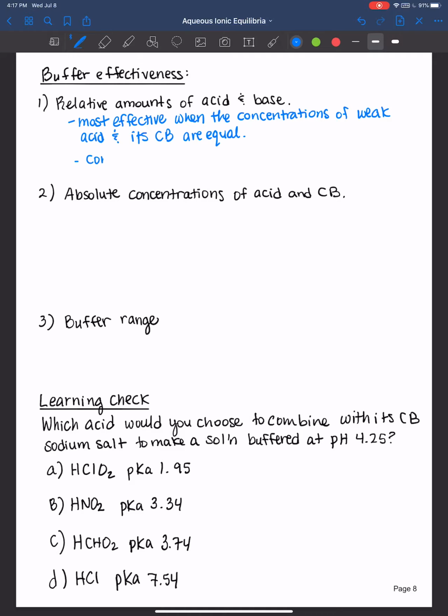So concentrations should not differ more than a factor of 10. So when it comes to calculating concentrations or deciding which concentrations of weak acid and conjugate base to use, it's most effective when the concentrations of weak acid and conjugate base are high.